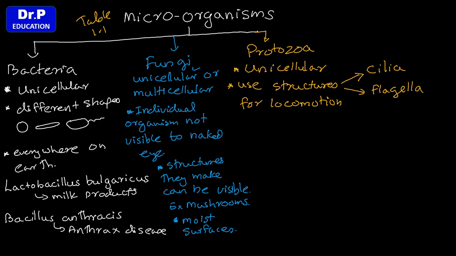Now, cilia is something like a hair-like structure. Let's say this is our protozoa, and they might have little hairs like that. This is what we call cilia. And then flagella. Let's say this is our protozoa cell, and the flagella is a tail-like structure. And the other type of structure is pseudopodia.